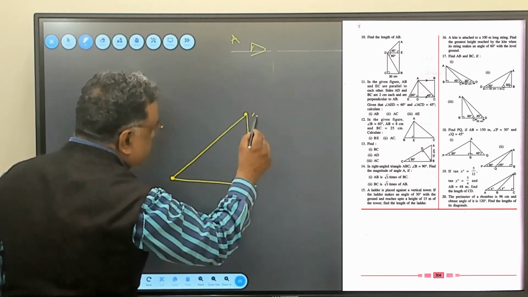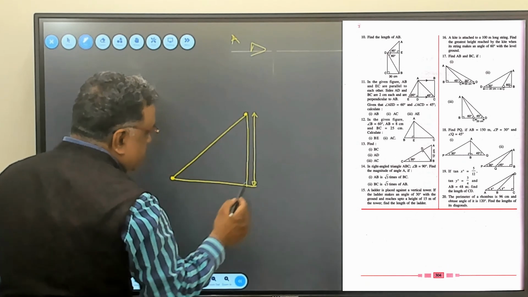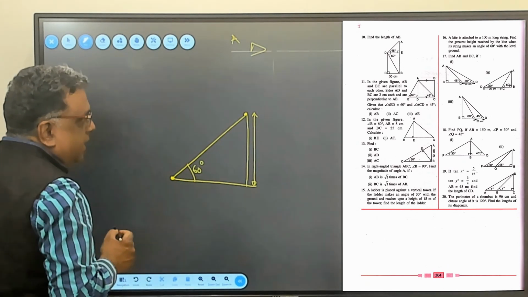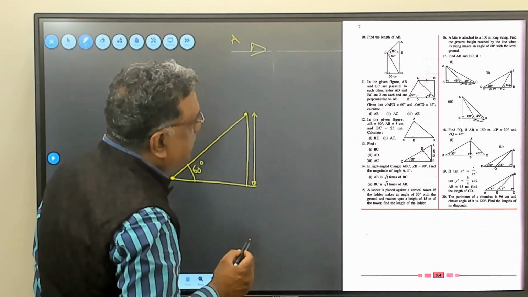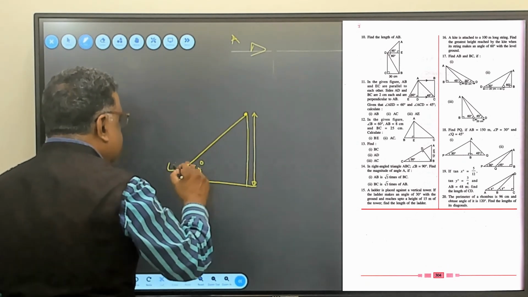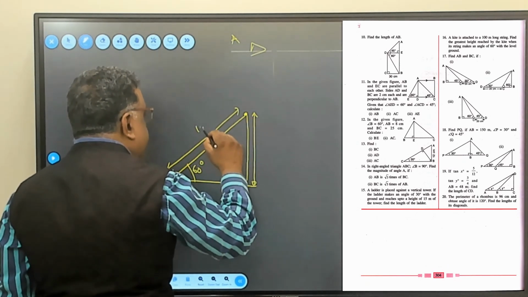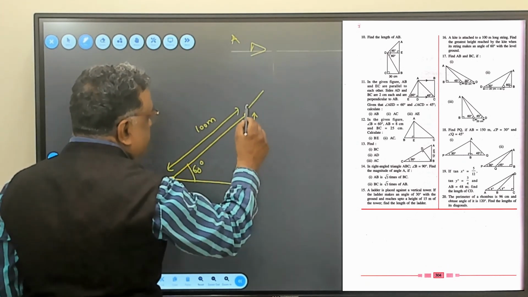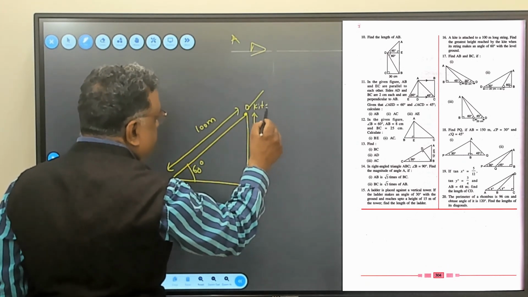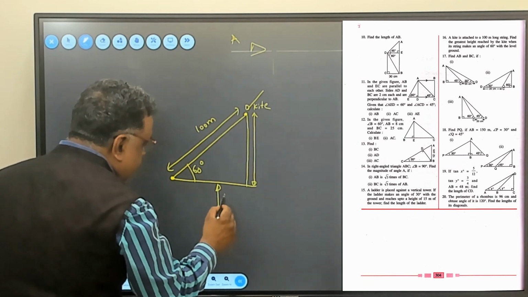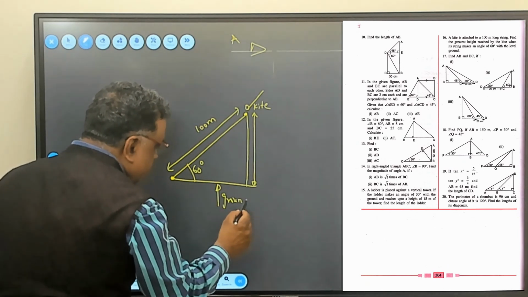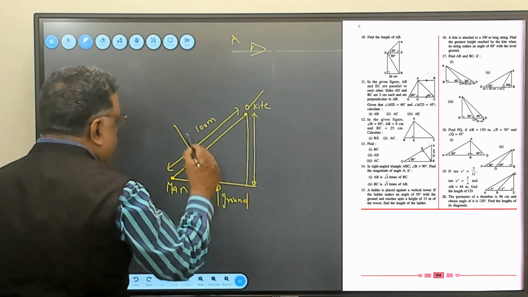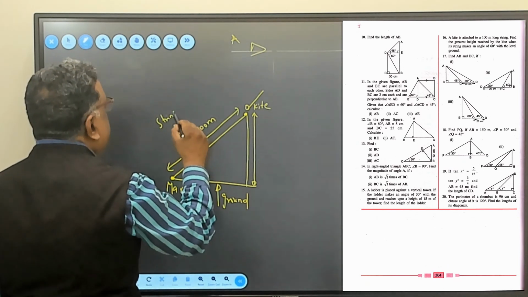We have to find out this when this is making an angle of 60 degrees. And I have been given the string, which is this string is 100 meters. Okay, so this is the kite, this is ground, this is the man, and this is the string. So this is the position.